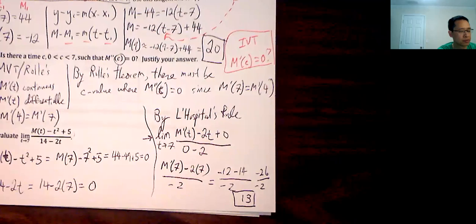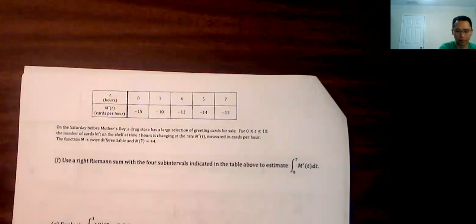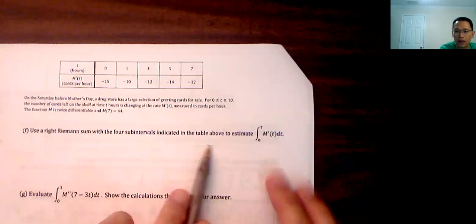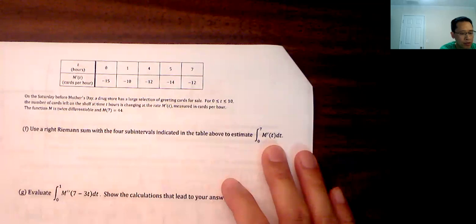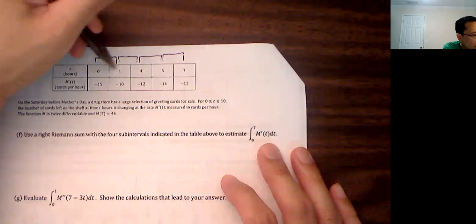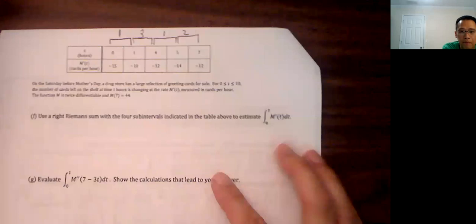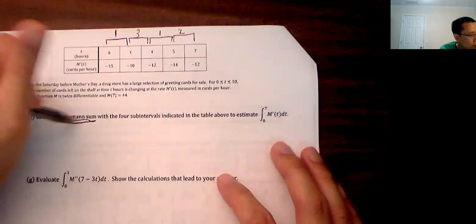All right, questions there? All right, so this is where Riemann sums is going to come in. Use a right Riemann sum with 4 subintervals to estimate the definite integral of M prime from 0 to 7. So I'm going to use all the intervals that I see in front of me, and subtract my t values to get my width. 1 minus 0, 4 minus 1, 5 minus 4, 7 minus 5. And then I'm going to pick the height on the right endpoint of each subinterval.